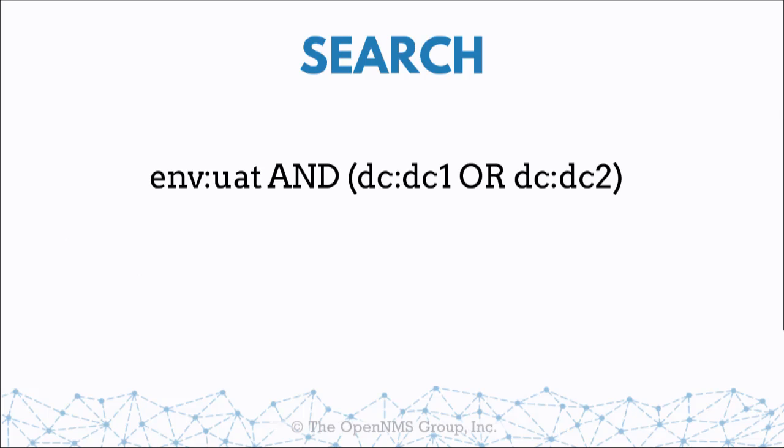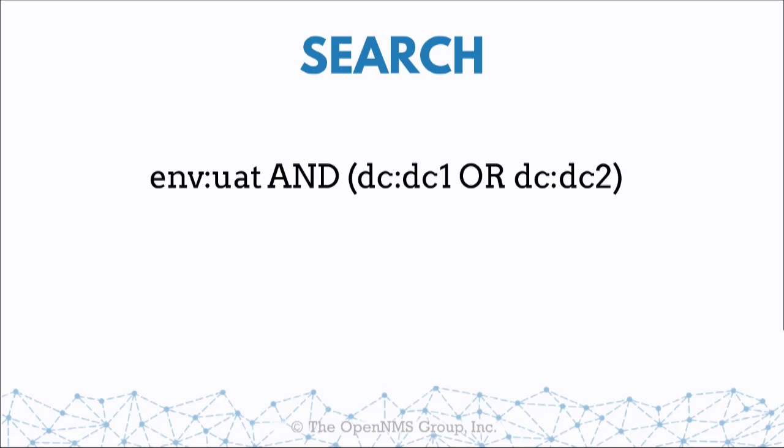So here's an example of a search query. Newts supports some subset of the Lucene query syntax. So for example here, what we can go ahead and do is pull out the list of resources that are tagged with Data Center 1 or Data Center 2 and are in the UAT environment.